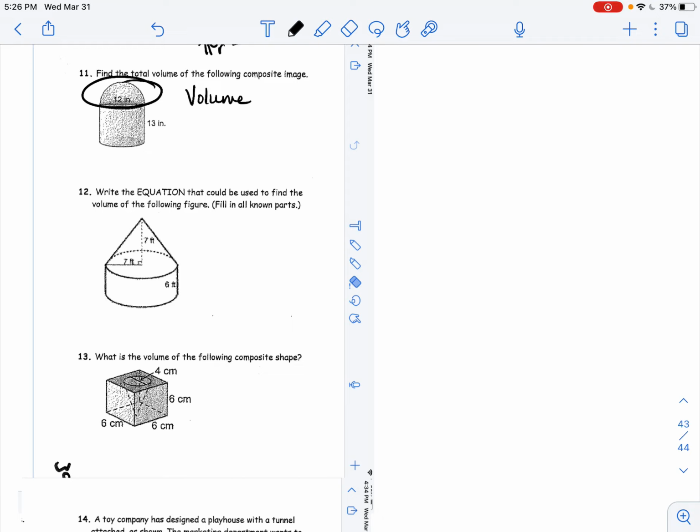And so volume of a hemisphere. And so it's just going to be half the volume of a sphere. So it's 1/2 times 4/3 pi r cubed. And then the shape on the bottom, of course, is a cylinder.